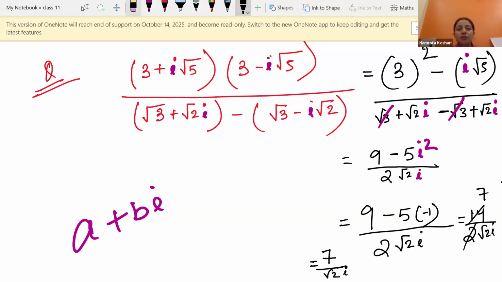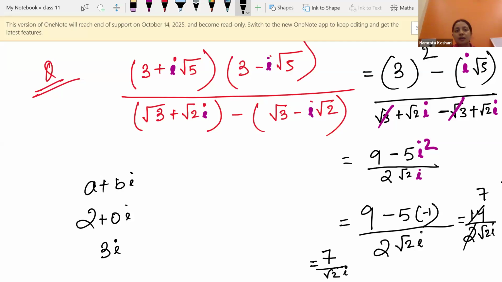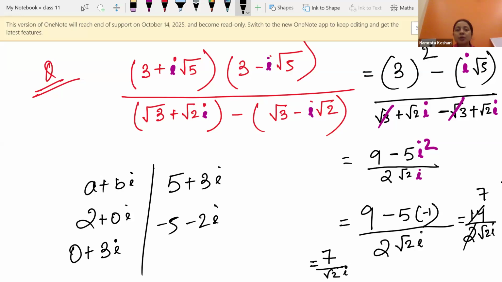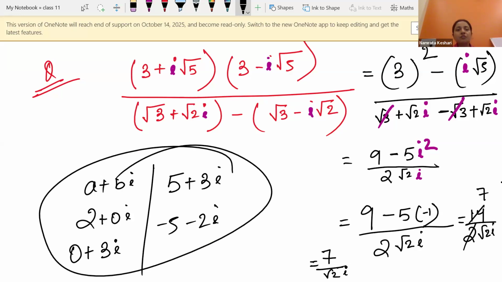Okay, the standard form of the complex number is a plus bi. For example, if you are having just 2, you can write it in the standard form as 2 plus 0i. If you are having just 3i, you can write it in the standard form as 0 plus 3i. Okay, and if you are having proper numbers, then great, 5 plus 3i. This is also one of the examples. Minus 5 minus 2i. This is also one of the examples of a complex number which is in standard form.